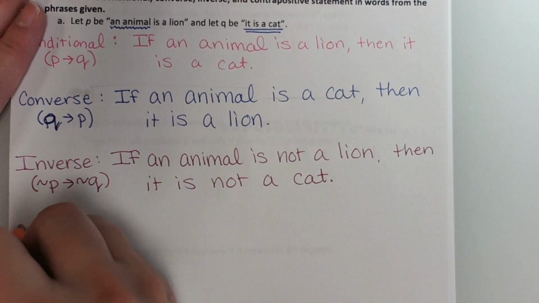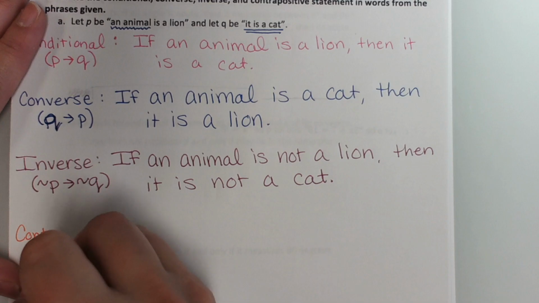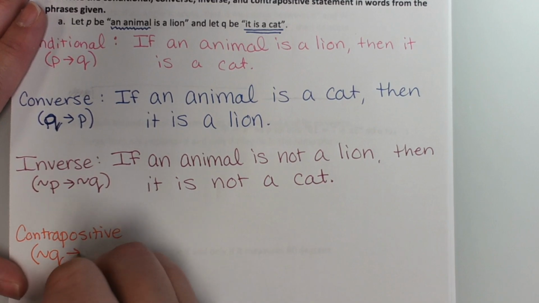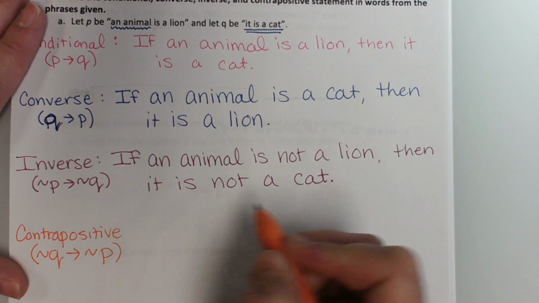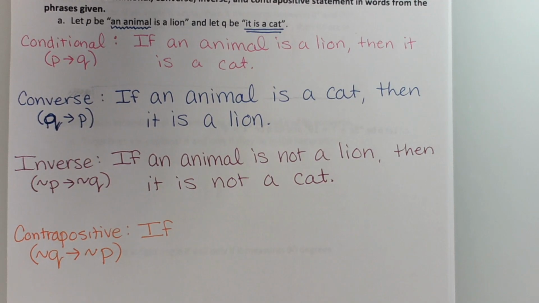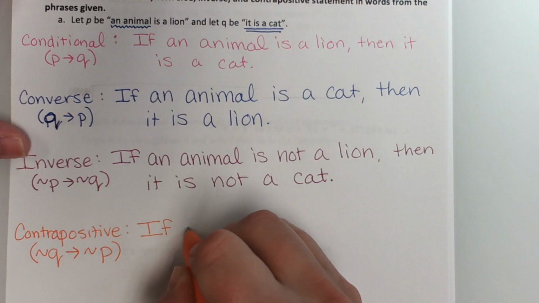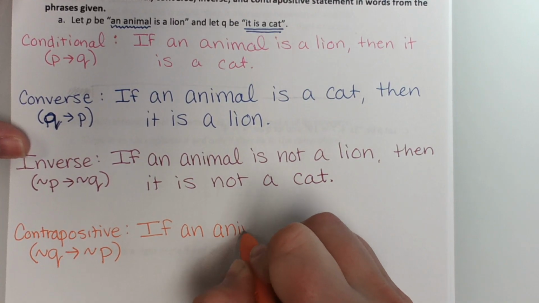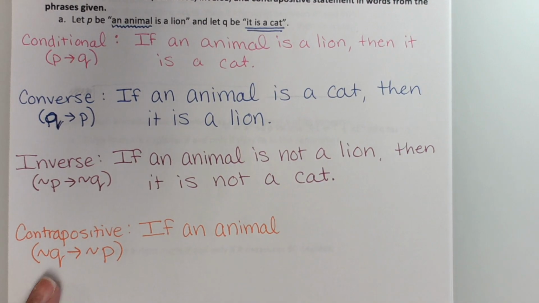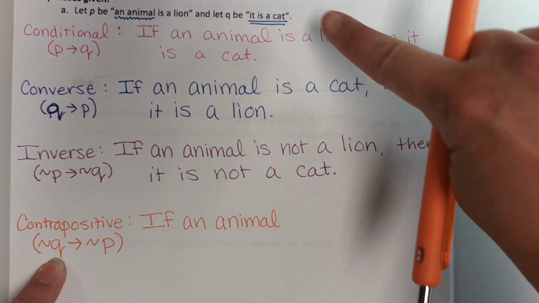Okay, last one it wants us to do is the contrapositive, which is the not Q: if not Q, then not P. That's its structure. If. I should still start with the general subject of the sentence. The general item we're talking about is an animal. But I need to start with not Q. Q is, it is a cat.